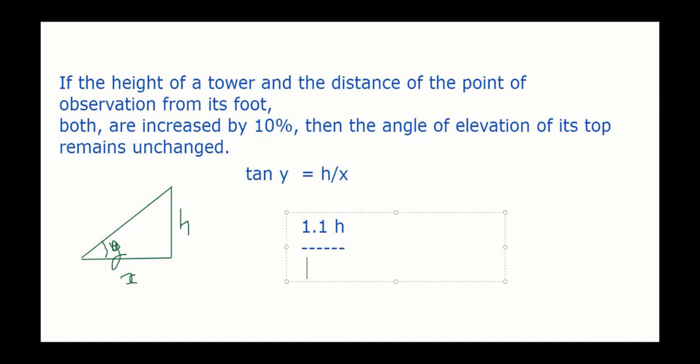Distance x was increased also 10%, 1.1x. If you really see, it is still h by x only, right? So y remains same. Angle remains same. Correct? It increases 10%, 20%, 30%, it's a ratio only, right? h by x, it's a ratio. Tan theta is ratio perpendicular by base. So increase by 10% or 20% or 40%, it won't change.